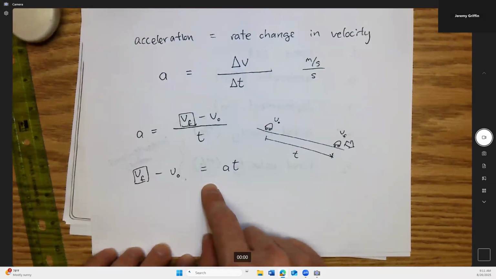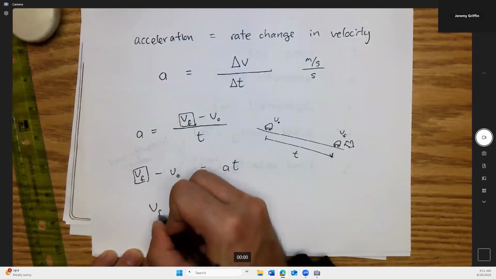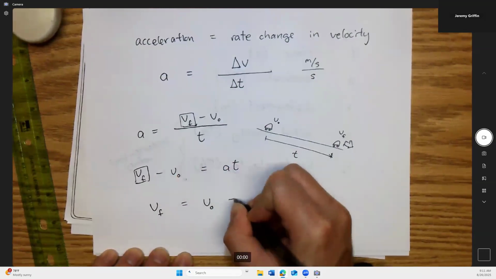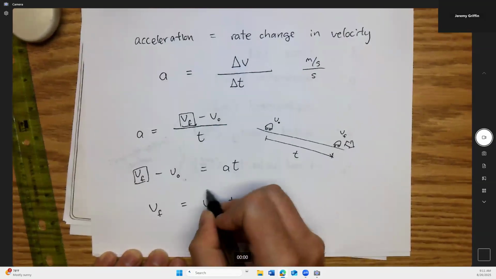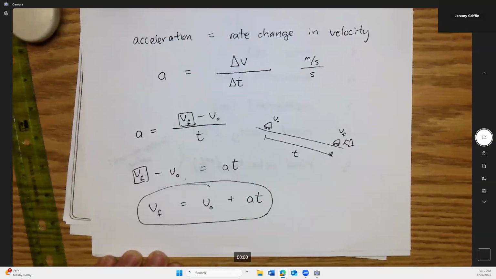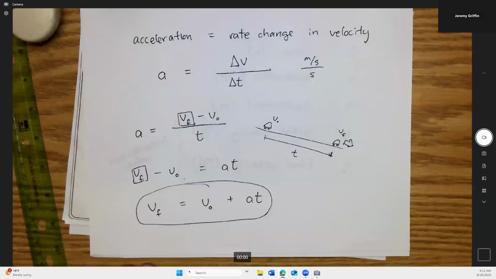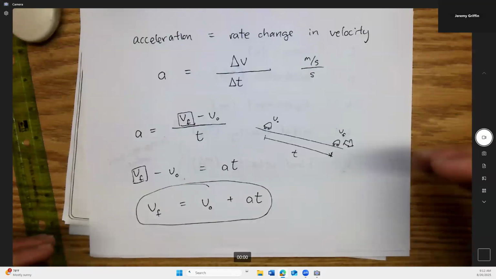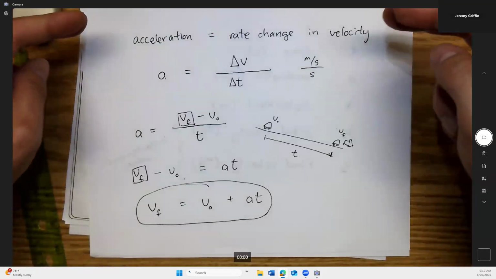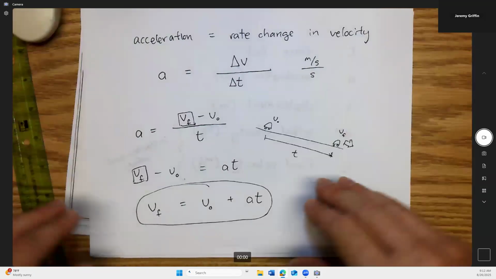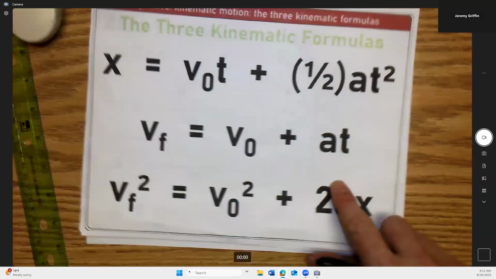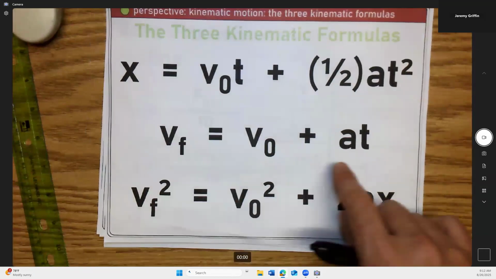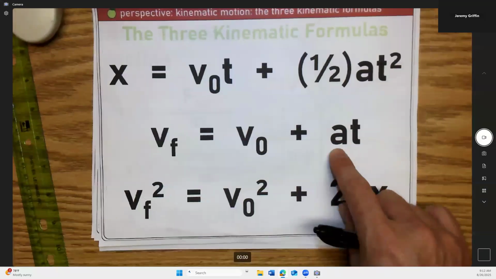Can I add over the V naught? So V final equals V initial plus AT. Is that true? So it'd be like that, right? You guys see it? Right. And what you guys just did then, starting from this definition of acceleration and combining it with some algebra, is you just effectively derived this middle formula right here, right? That's exactly what it said.